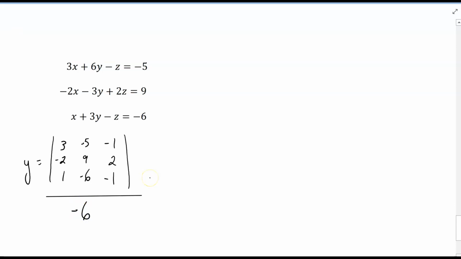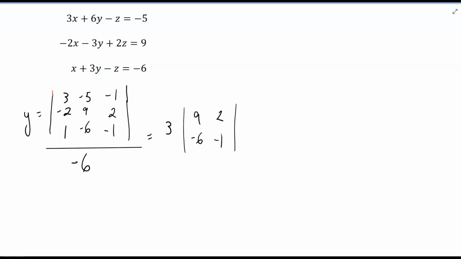So now let's evaluate this 3 by 3 determinant using method number 2, which means I want to multiply 3, the first value, by the 2 by 2 determinant that's left when we cross off its row and column, right? And so that is equal to, we've got 9, 2, and minus 6, minus 1. All right, I shouldn't have drawn on them because now I've made a mess of them. Let's just quickly clean that up.